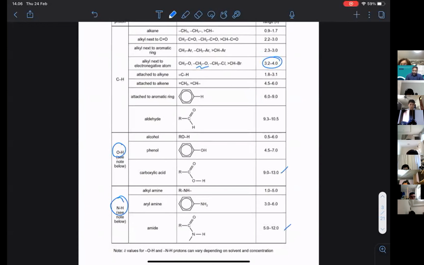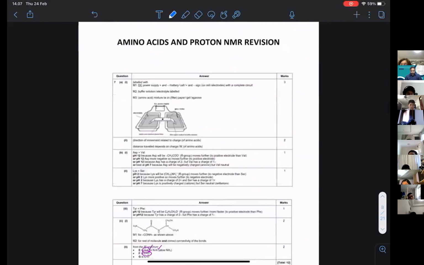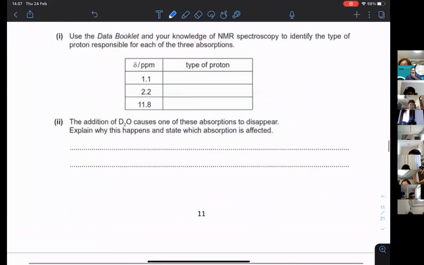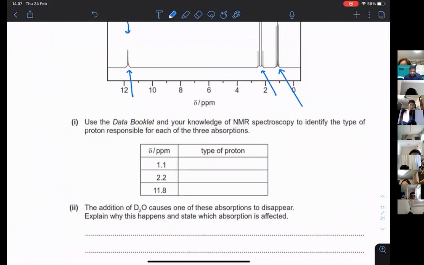So it is either OH or NH, which is going to be something like from an amide. OH is going to be from the carboxylic acid, not from the simple alcohol. So OH and NH, that is the information that I have now. So if I put over here, the type of proton responsible for 11.8 is going to be either the proton attached to nitrogen, or the proton attached to O, the OH, that is the type of proton we are talking about.